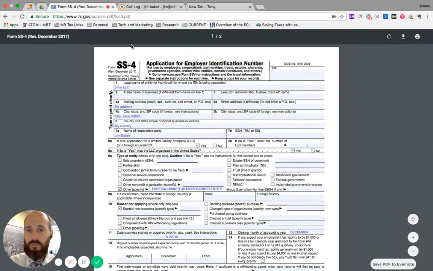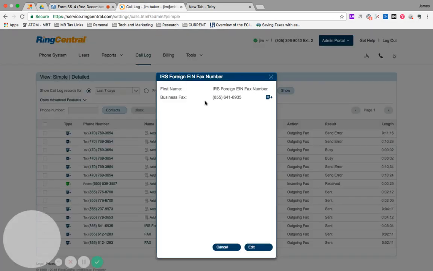Now what? I've called the SS-4 phone number for them, and they changed the rules. You can't do this over the phone anymore. You used to be able to do it over the phone, and they'd give you the number right away. Now they have a fax number, which you can write down. I'll probably put it in the description below. This is the IRS foreign EIN fax number. If you fax this to them, they should fax you back your tax ID in a week and a half, assuming there's no problems.